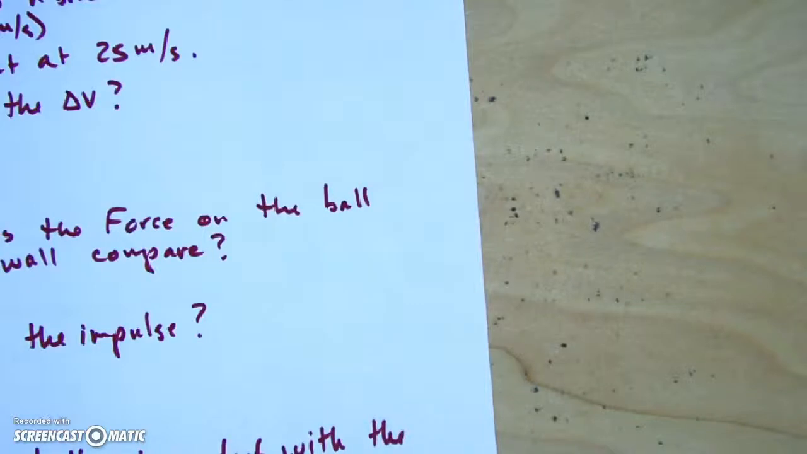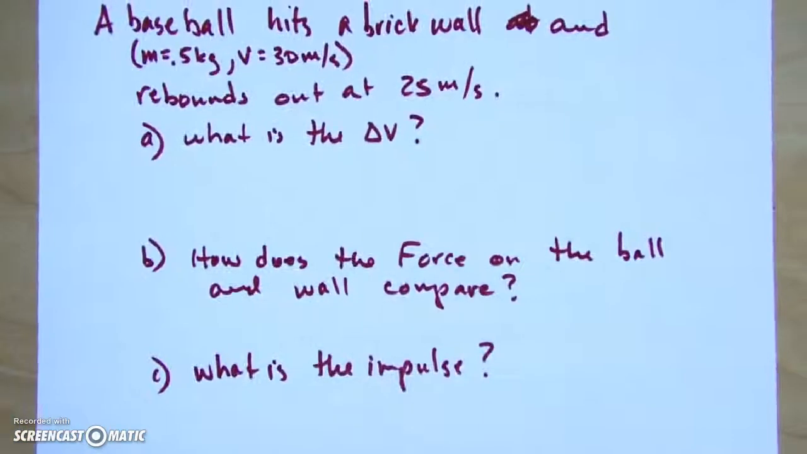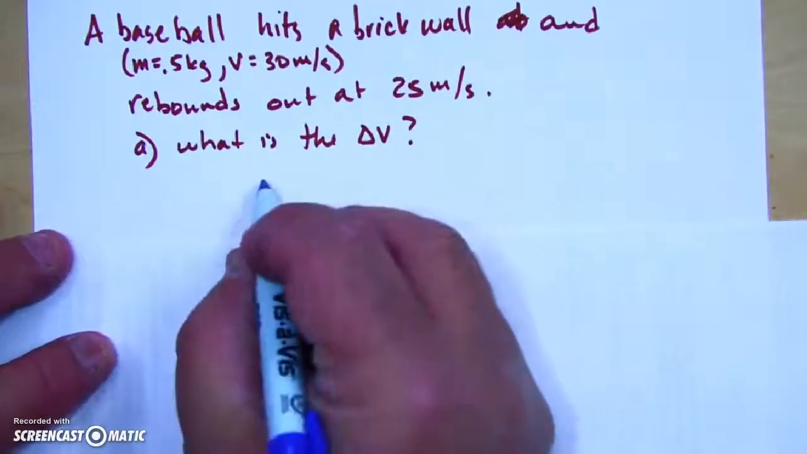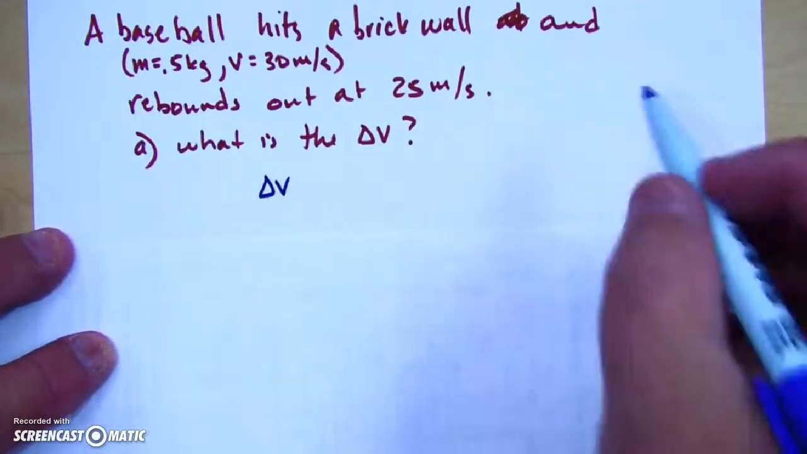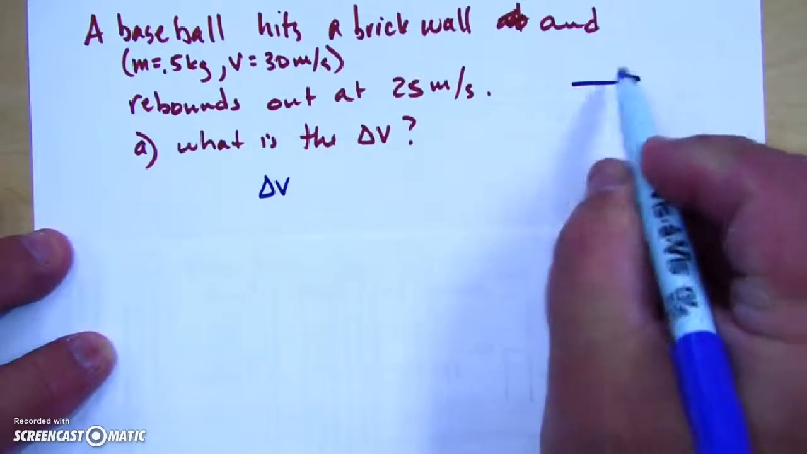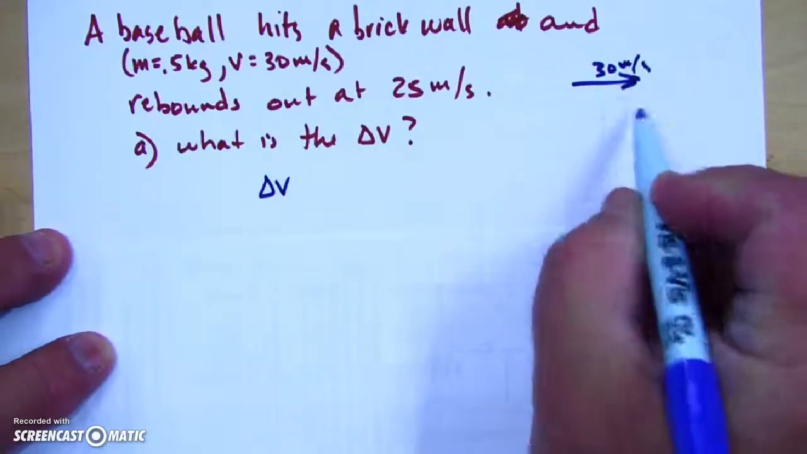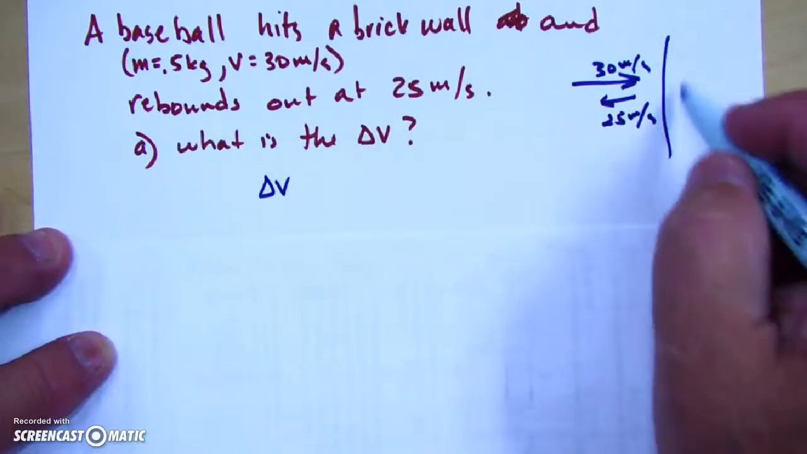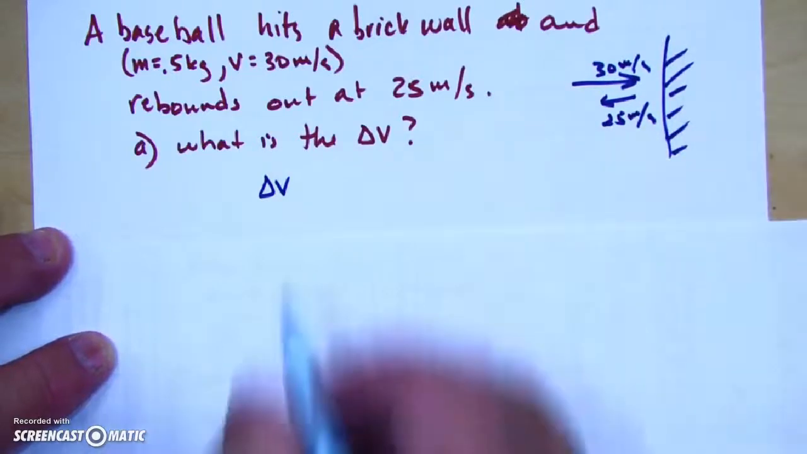Okay, let's look at an example problem. A baseball hits a brick wall. The baseball's moving at 30 meters per second initially, and it has a 0.5 kg mass, and it rebounds out at 25 meters per second. What is the delta V? Here's where you have to be careful, and it may help to draw a little sketch of what's going on. You're coming in at 30 meters per second. You're going out at 25 meters per second. This is your wall over here.